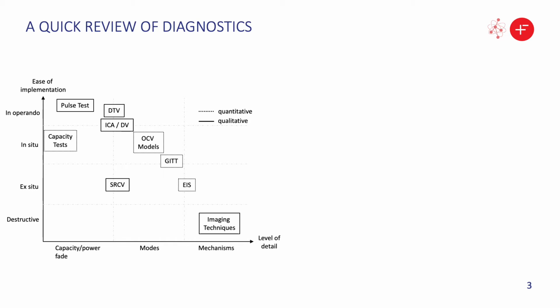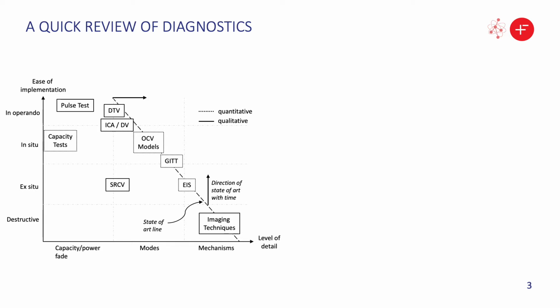We then populate these axes with common techniques found in the literature. The techniques which quantify degradation are distinguished from more qualitative techniques by the solid lines and dotted lines surrounding the box. What's immediately apparent is there seems to be a trade-off between the level of detail and ease of implementation, and many techniques only offer qualitative insights rather than quantitative insights. A line can be drawn through techniques which are at the forefront of this trade-off, and we'll call these the state of the art.